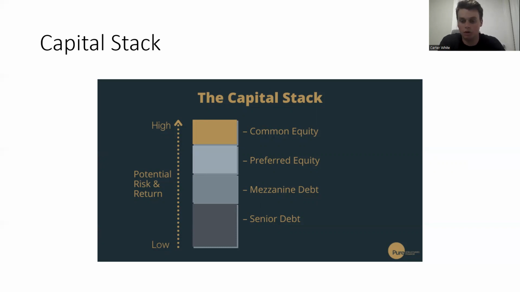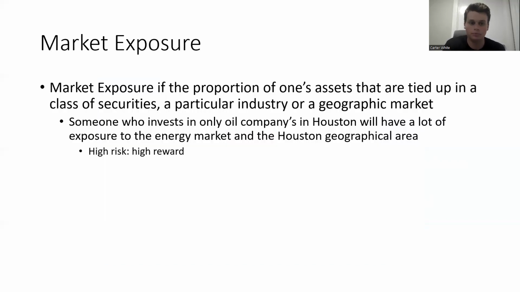Senior debt has to be paid out in full before any of these other stakeholders receive anything. So common equity most likely will not receive anything in the case of liquidation unless all of these other stakeholders are paid out in full. So this is kind of how risk and reward works. Equity is great until the company goes bankrupt and you've probably lost all of your investment and will receive no return.